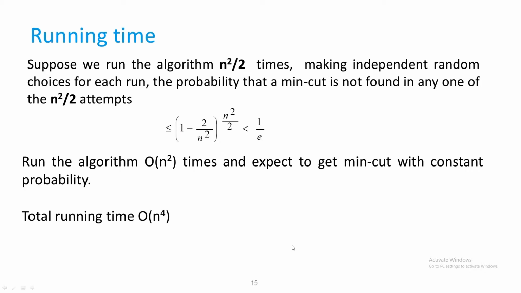When the number of runs is more and more, you can get a high success probability. But what happens to the running time? You can repeat it, no problem. What about the running time? It is also going on increasing, okay. So, when you run the algorithm n square by 2 times, you see the probability of success is greater than or equal to 2 by n square for a single run. So, the probability of failure is less than or equal to 1 minus 2 by n square for a single run.